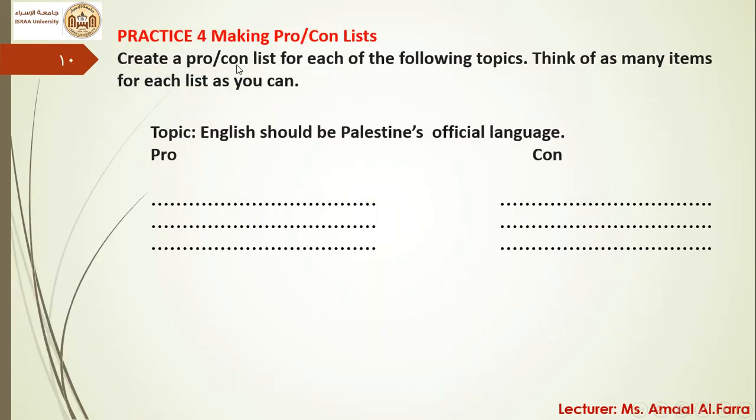Here, create a pro-con list for each of the following topics. Think of as many items for each list as you can. Here the topic is: English should be Palestine's official language. Now, our official language is Arabic. What about this idea of having English as Palestine's official language? Here you can write a list. Pro, you are supporting that idea, you are for that idea. And here a list of con, it means you are against this idea.